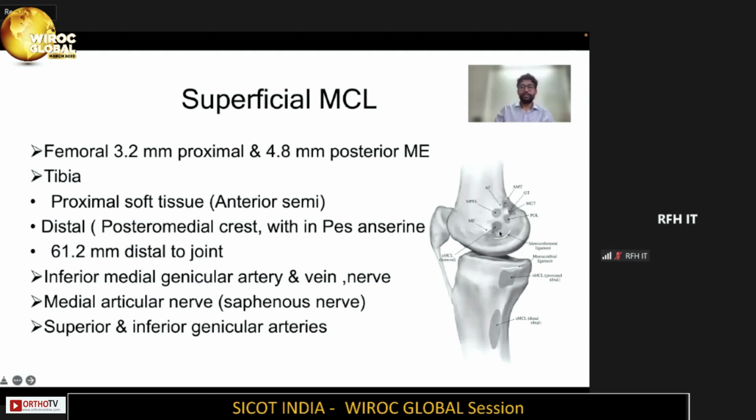Superficial MCL origin is proximal and posterior to the medial epicondyle. And insertion is on the tibia: first proximal, which attaches to the anterior part of the semimembranosus, and distal, anterior to the posteromedial crest within the pes anserinus. Superficial MCL is around 61.2 mm distal to the joint. It's supplied by the medial articular nerve, a branch of the saphenous nerve, and the superior and inferior genicular artery.